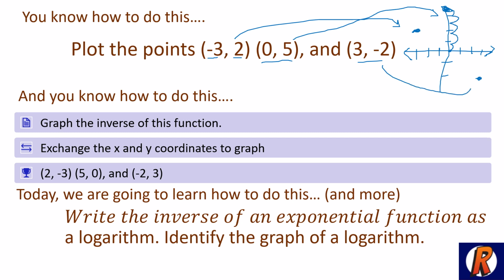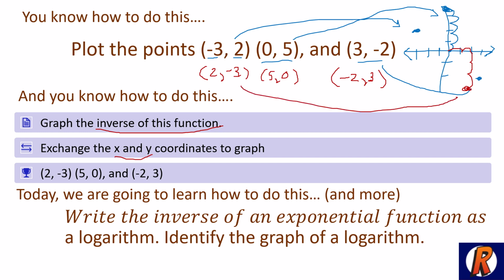Let me change the pen color. Whenever we want to graph the inverse of this function, we're going to exchange the x and y coordinates. So now the inverse is going to be 2, -3; 5, 0; and -2, +3. So we would go +2, 1, 2, -3, 1, 2, 3 would be down here.